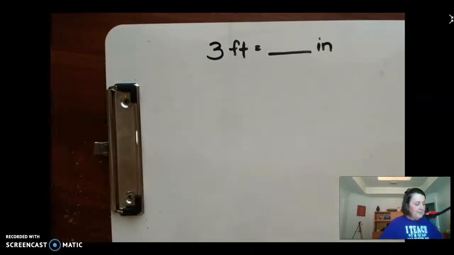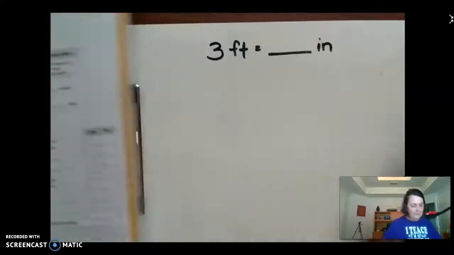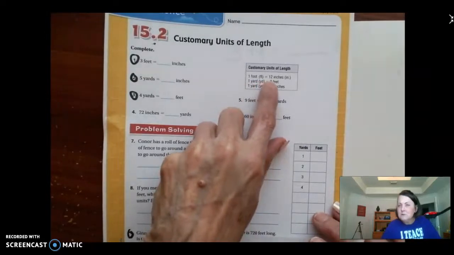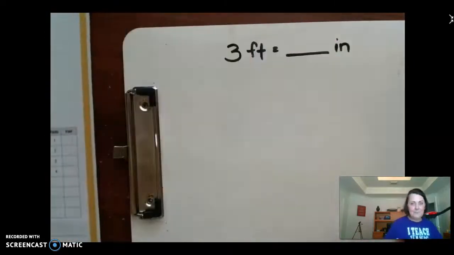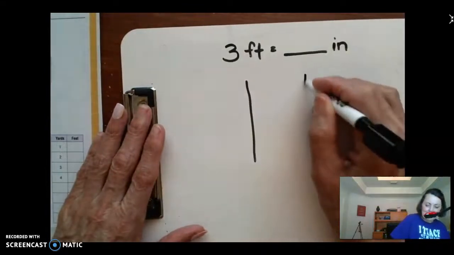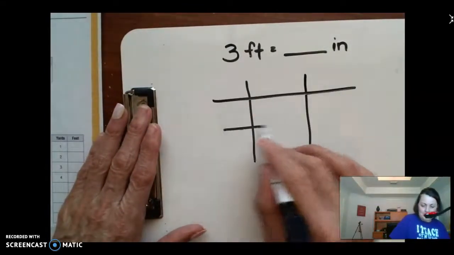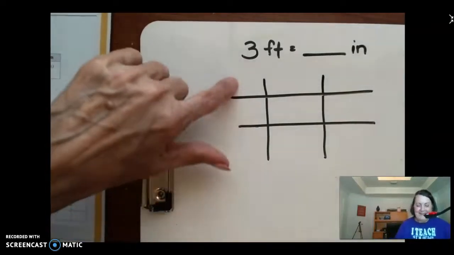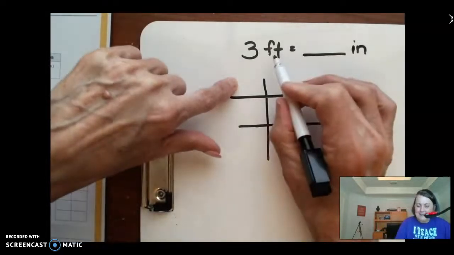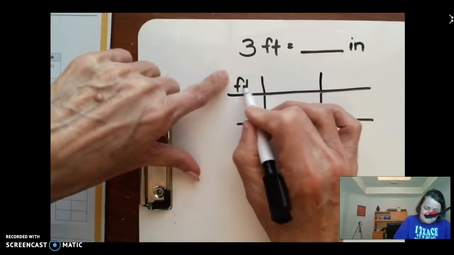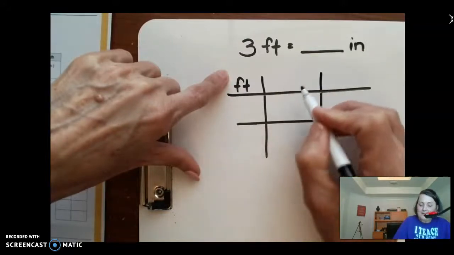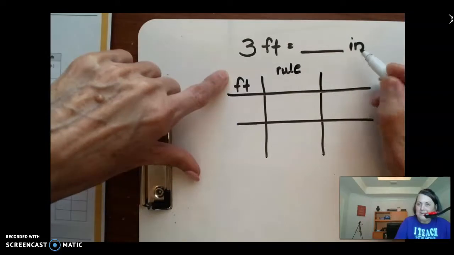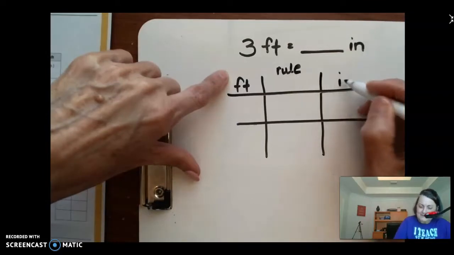So if I look on my chart here, I can see that 1 foot is equal to 12 inches. So I need to know that. So I'm going to make a tic-tac-toe like this. I call it a tic-tac-toe. Input, output. And here I'm going to label it feet. And I'm not going to put anything here because this is going to be my rule. And then over here, my output is inches.